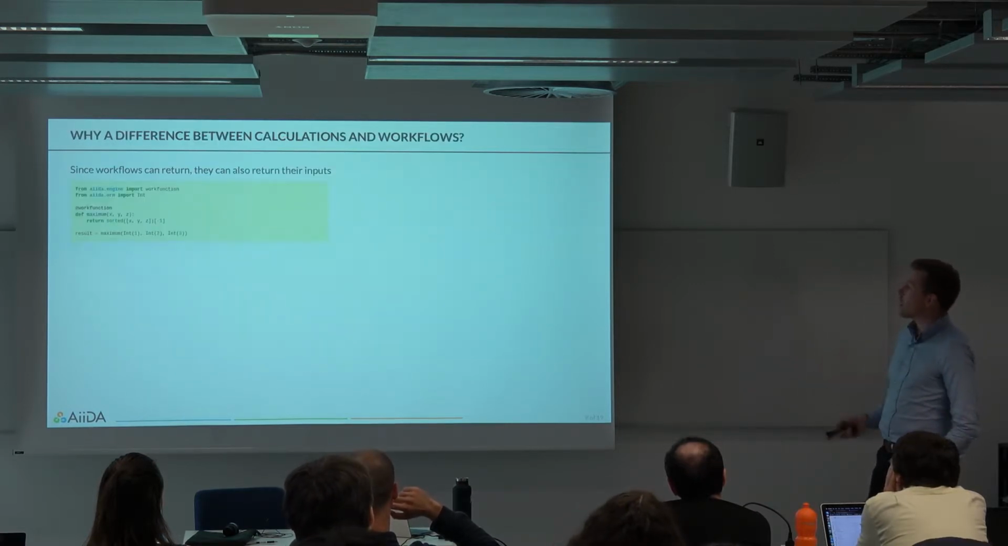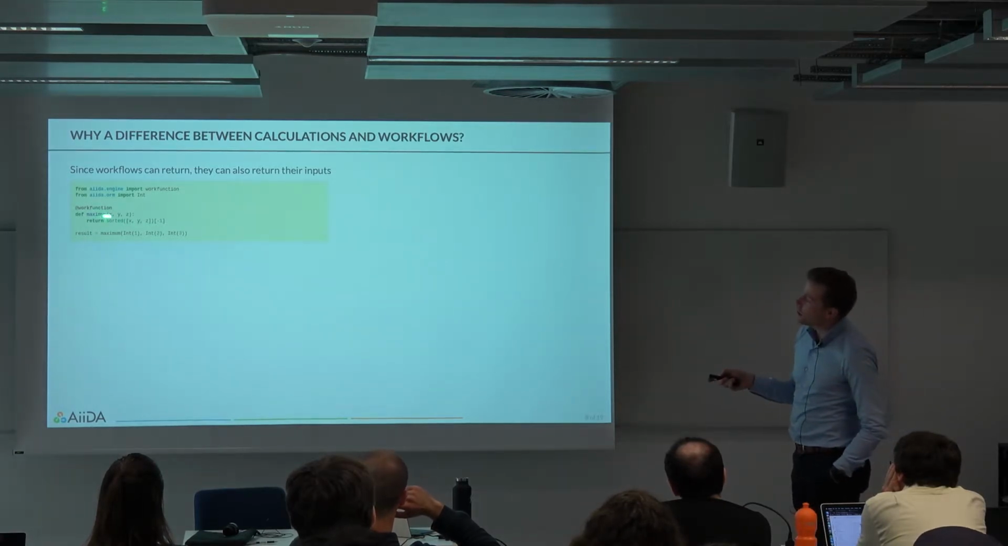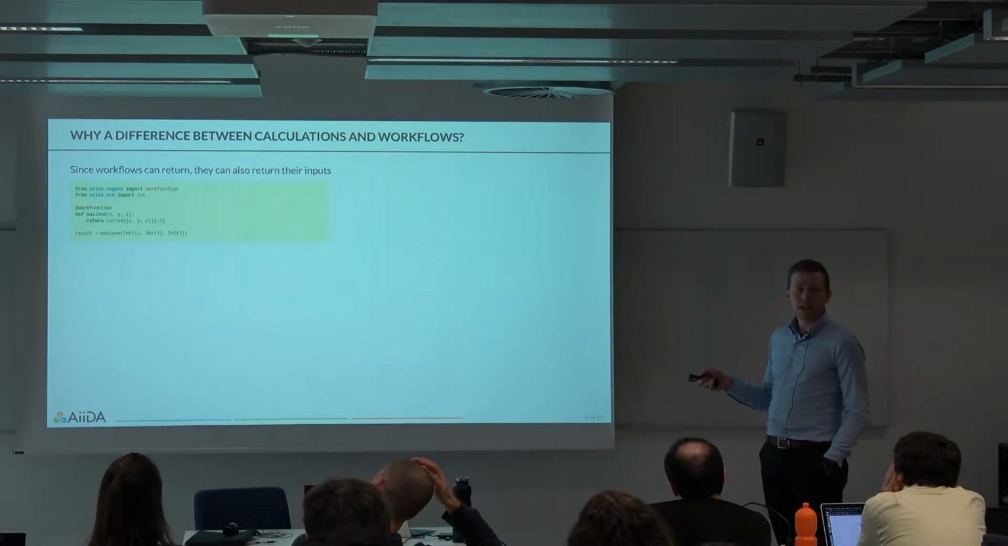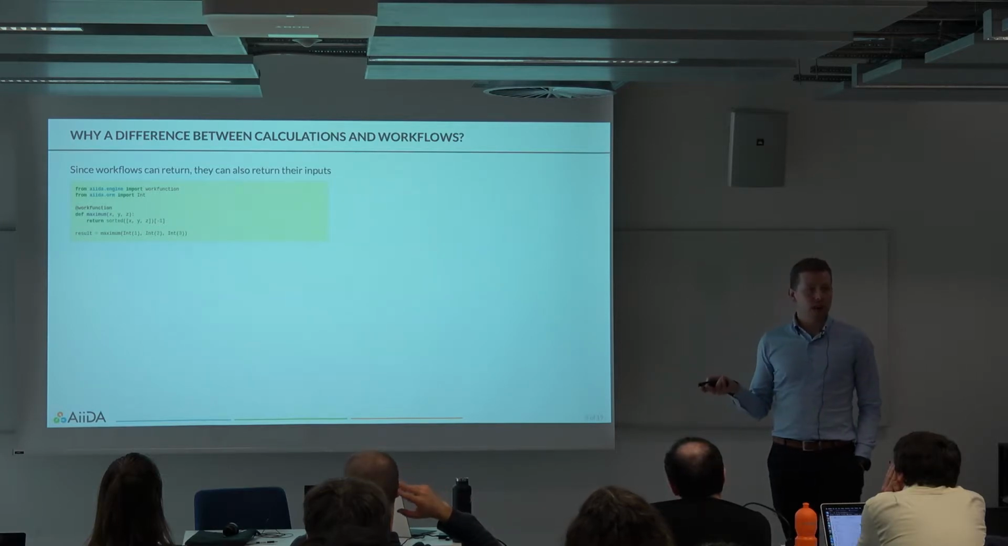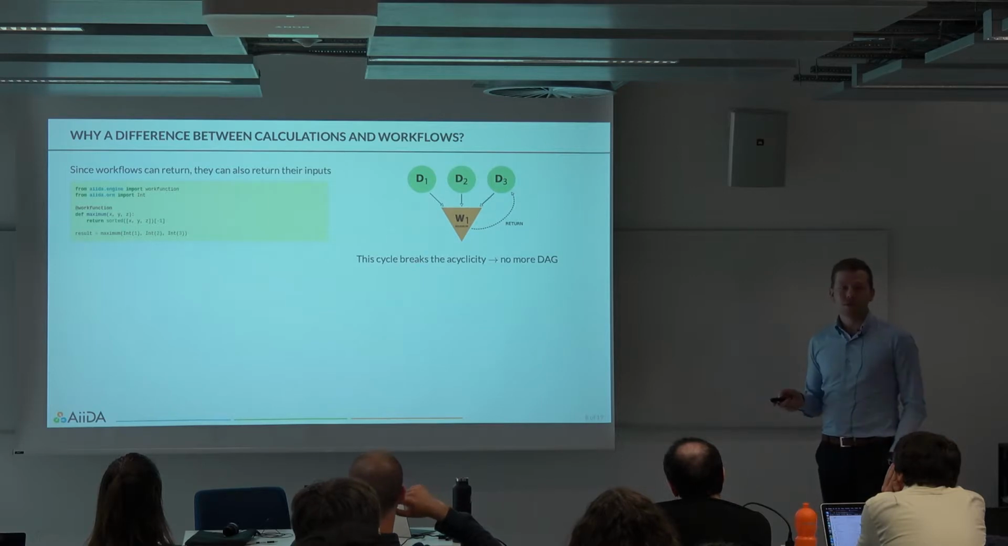But that introduces a problem, because with the return link, imagine the following work function. We call it maximum. It takes three integers, and all that it does is sort them and then return the last one. So essentially, it gets you the highest number. If you run this, the provenance graph will look something like this.